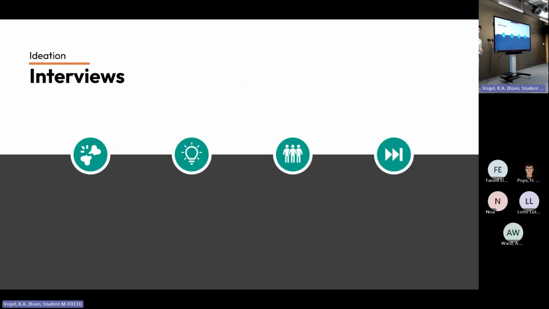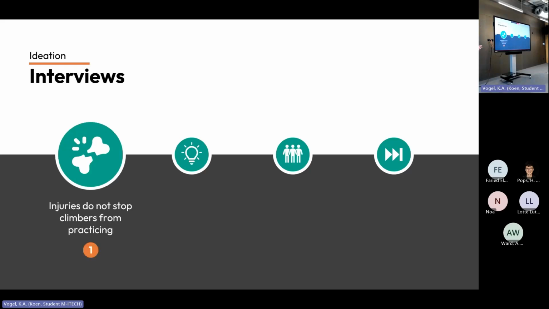Okay, the first session that we're conducting is interviews, just to get a little bit more of an idea of what the climbing population looks like. And we can already see some findings there. First, these injuries that I've mentioned do not stop climbers from climbing, against advice from health professionals.